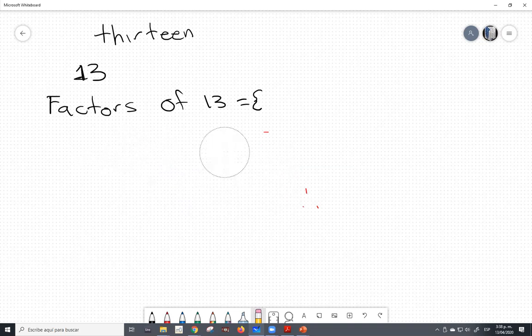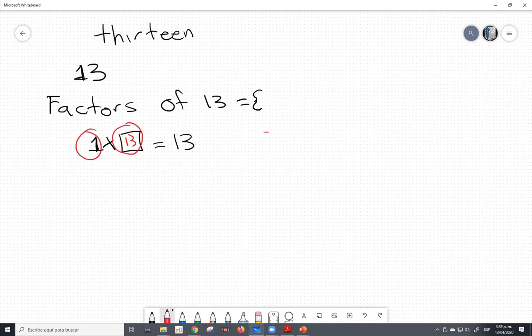Sorry, let me erase this part. And let's start from the beginning. Let's start with 1. 1 times something, Sarah, can give you 13? Yes. And what is that number, Sarah? 13. 13, yes. 1 times 13 equals 13. So it means that 1 and 13 are factors of 13.